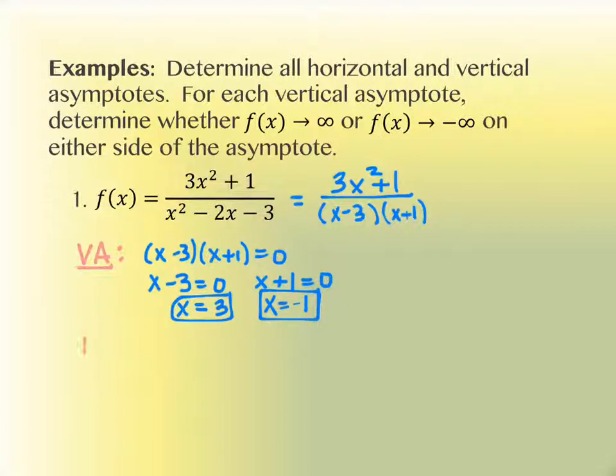Horizontal asymptote. Can you tell me which case we are in? Are we in case 1, case 2, or case 3? Case 3. Case 3. How do you know?